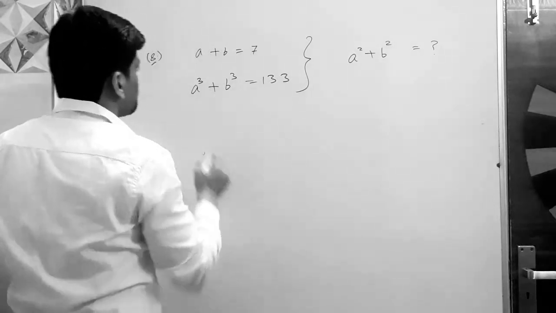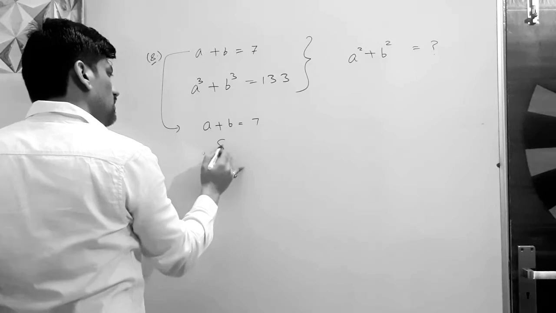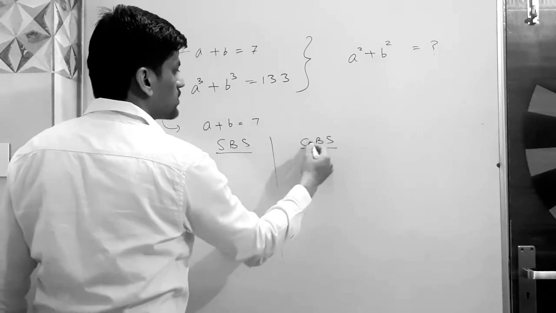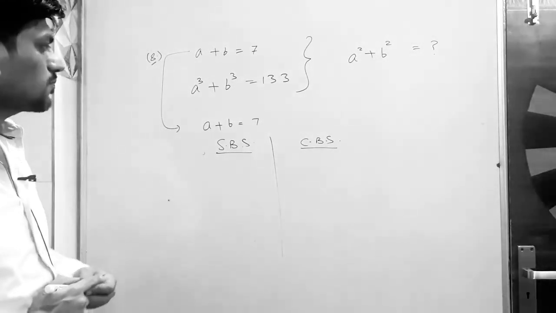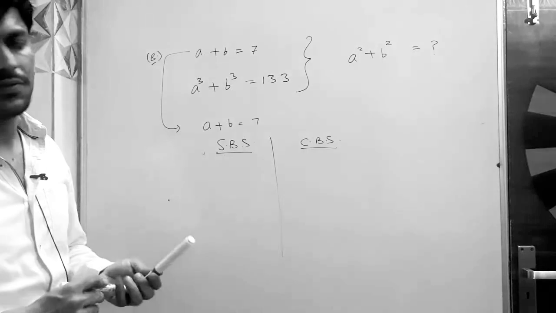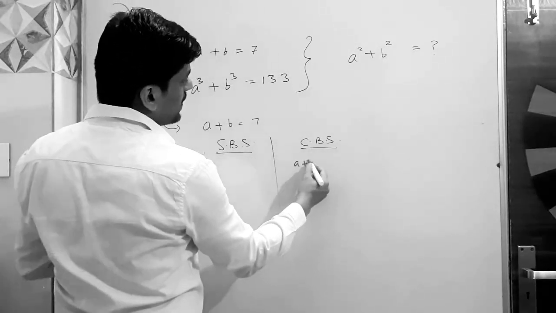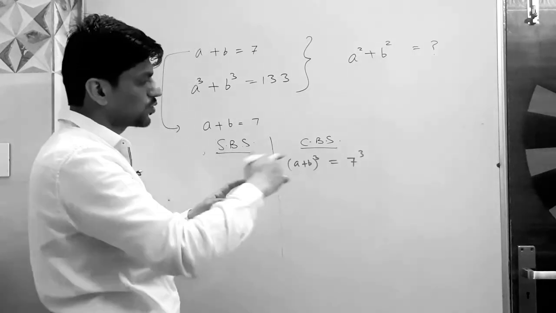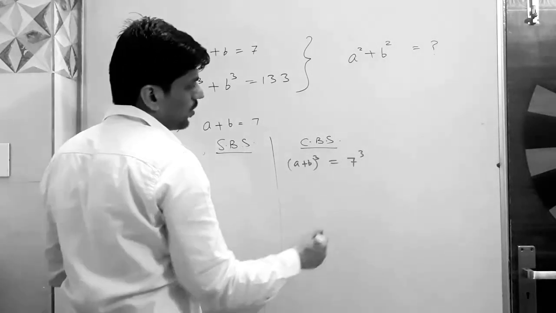To solve this, take a plus b, do squaring both sides, do cubing both sides. CBS means cubing both sides, SBS means squaring both sides. Both we have to do. I'll tell you the logic later on, but let's do (a plus b) to the whole cube equals to 7 cube. You do cubing both sides. If they are equal, still they will be equal on cubing.